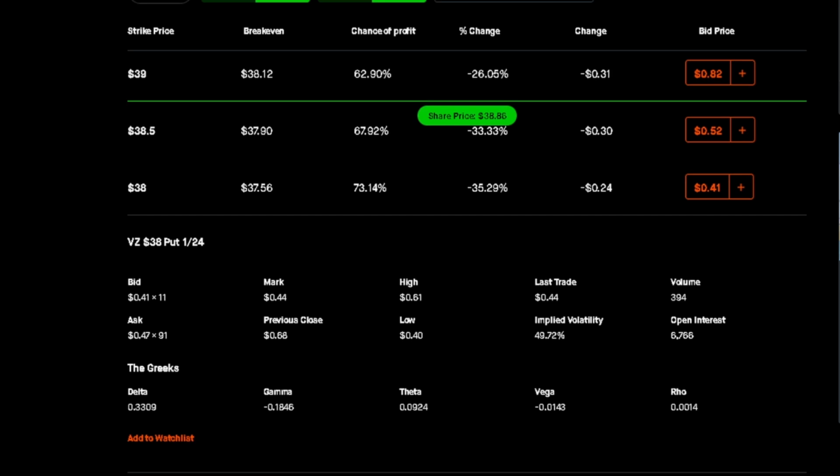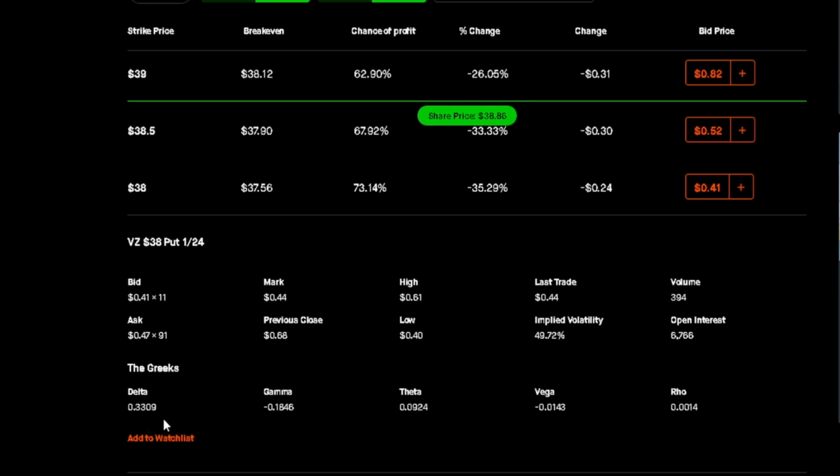A high delta means that the option price will be more sensitive to change in the stock price. As an example, if I were to sell this option, that means that if the stock price went up or down $1, the premium would go up or down by 33 cents.